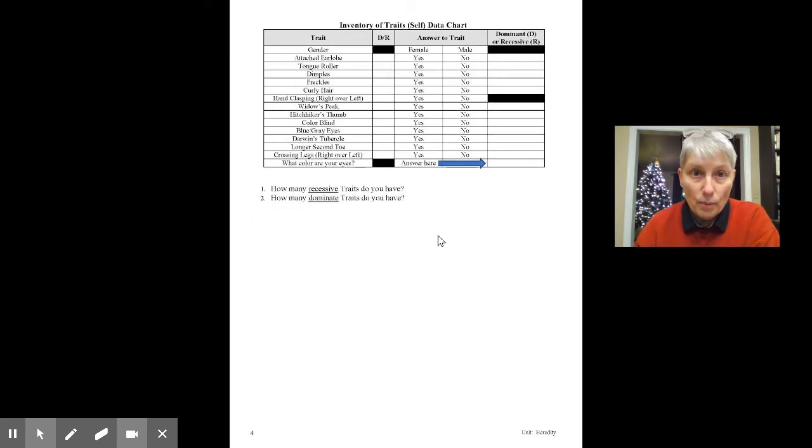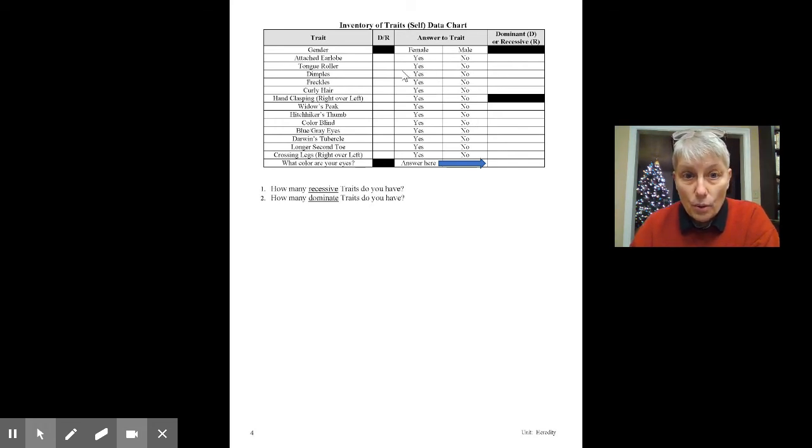All right, so now what we're going to do is you're going to go back and look at this Google slide that I put together. I have not put in the squares. You're going to put the squares in. So you're going to decide, do you have attached earlobe or not? So go back and see what's dominant, what's recessive, and you're going to put a D or an R, what you have, and then you're going to answer. You're going to put a circle if you're going to have male or female all the way down.